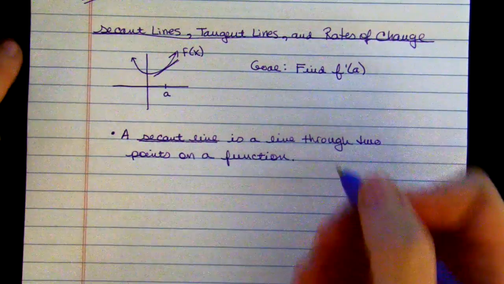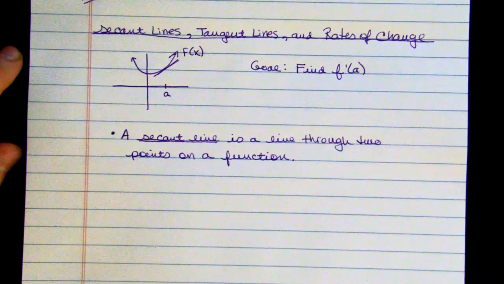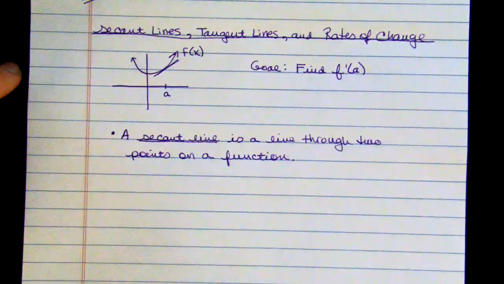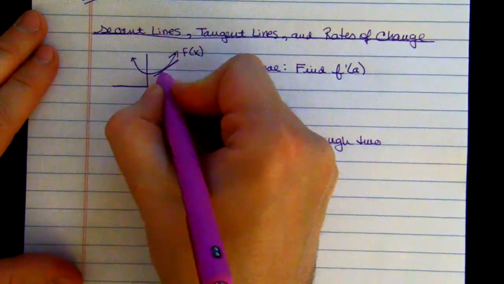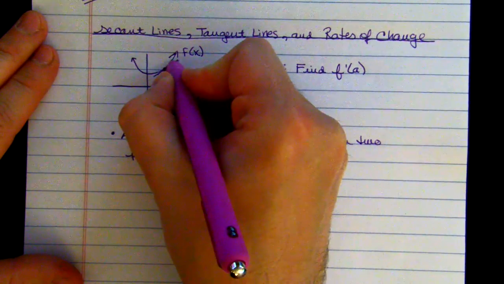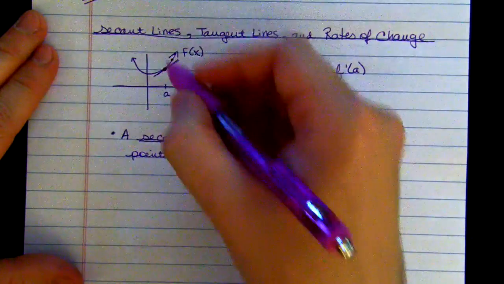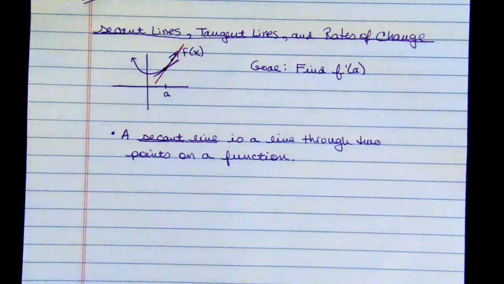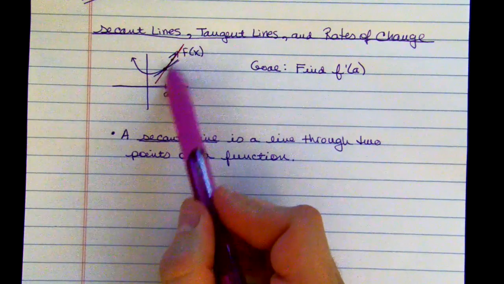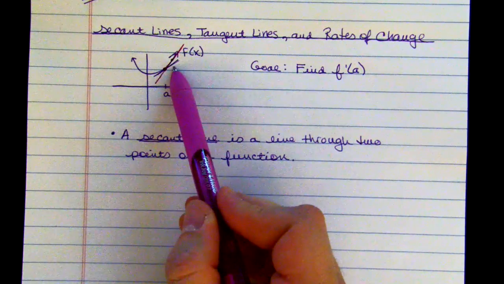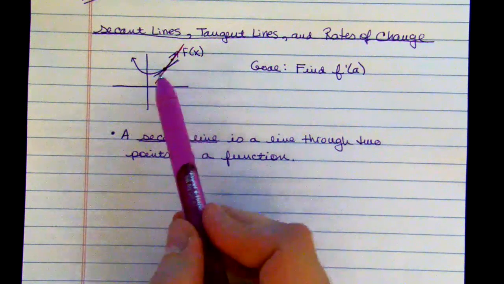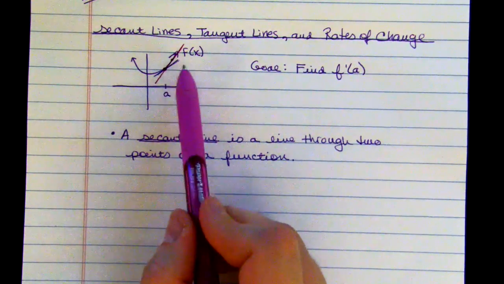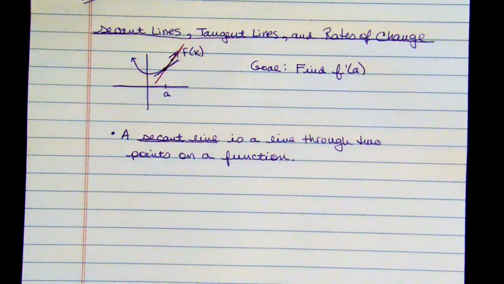A secant line is a line through 2 points on a function. So for example, I've got a point over here, I've got another point over here. A secant line might look like this. And I guess the point is that the slope of the secant line is not the same as the slope of the tangent line, but it's not a terrible approximation. I think they're fairly similar, I guess.